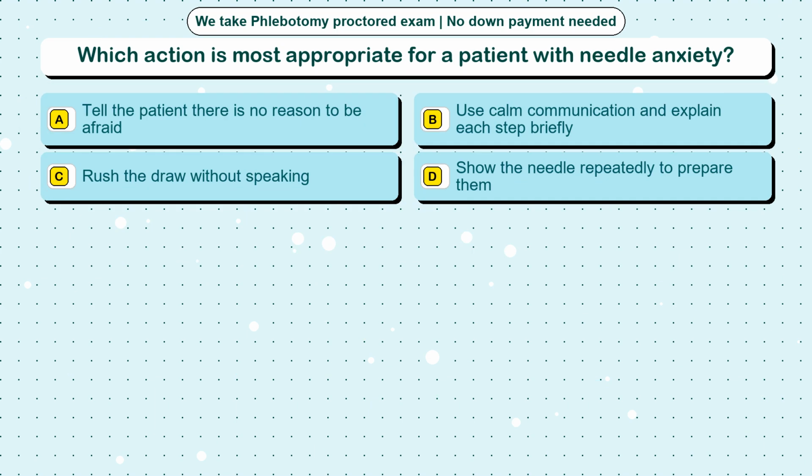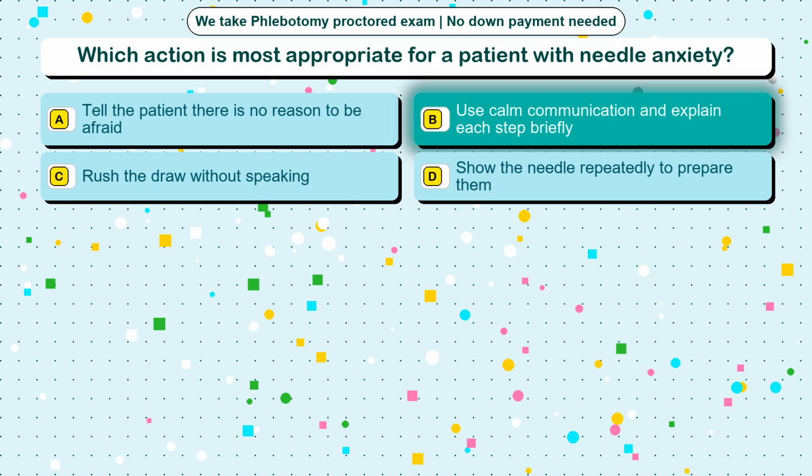Question 27. Which action is most appropriate for a patient with needle anxiety? Option A. Tell the patient there is no reason to be afraid. Option B. Use calm communication and explain each step briefly. Option C. Rush the draw without speaking. Option D. Show the needle repeatedly to prepare them. The correct answer is option B.